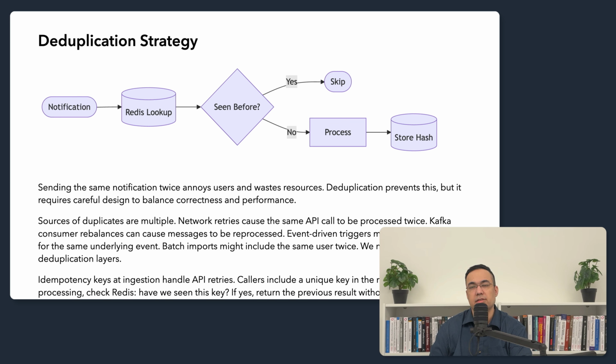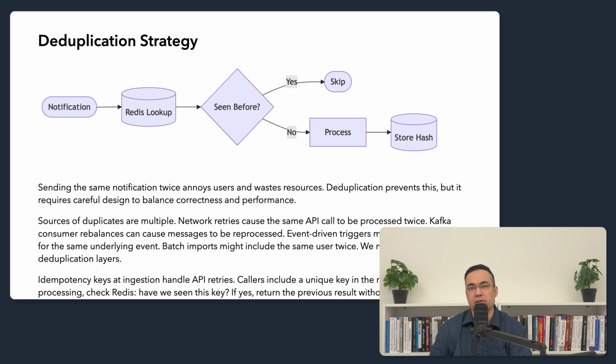Content hashing catches the semantic duplicates. Sometimes different requests represent the same logical notification. Hash the combination of user ID, notification category, and key content variables. Check if we have sent this exact notification recently. If we already sent, let's say, order shipped to user X for order 123 in the last hour, don't send it again. So you have to store the hashes in Redis with appropriate durations based on the notification category.